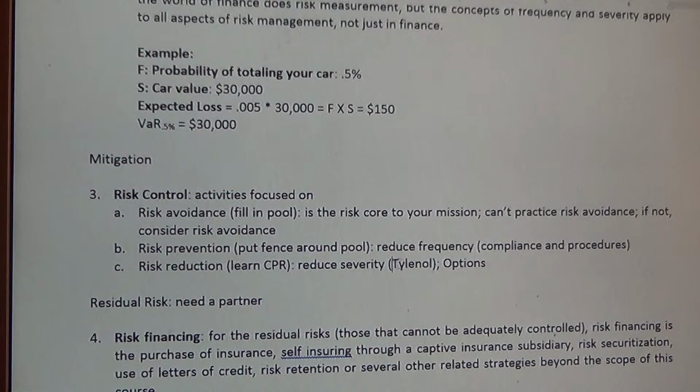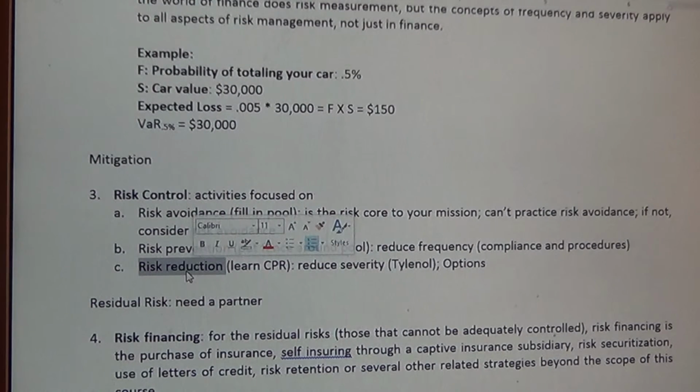Well, a good example of this is Tylenol. Tylenol had an event where someone laced its medication with poison, killed several people. The risk already happened, so they couldn't practice risk prevention at that point. They already had a loss, so they practiced risk reduction. So given that the event already happened, what can I do to reduce the risk?